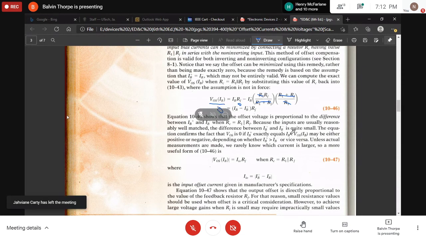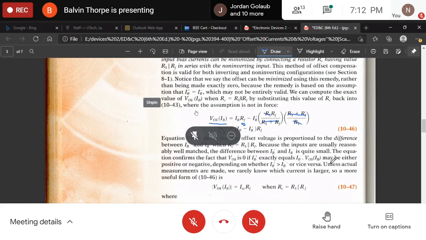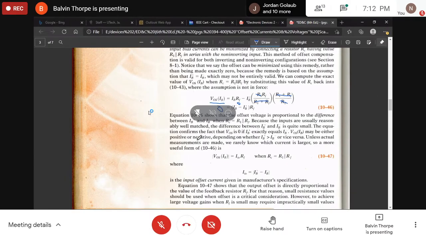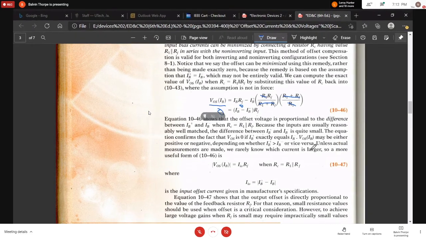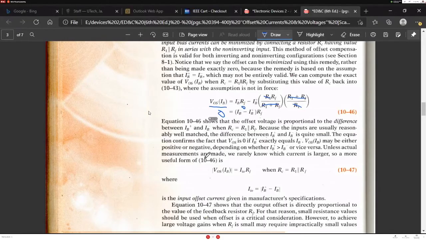And 0 times RF is going to give you 0. So that is what we're saying, that the equation confirms the fact that the output offset voltage is equal to 0 if IB minus and IB plus are equal. So the output offset voltage due to the bias current may be either positive or negative depending on whether or not IB plus is greater than IB minus or vice versa. Unless actual measurements are made, we don't really know which current is larger.